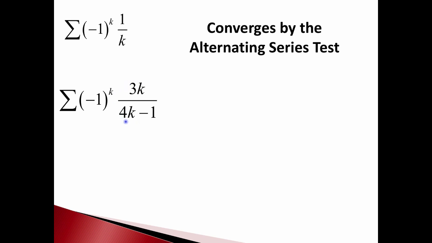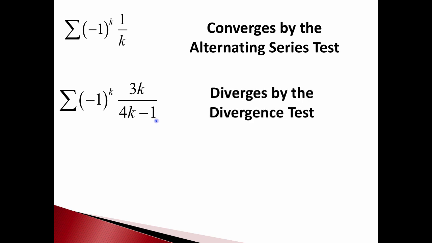So because this sequence doesn't go to 0, it's actually the divergence test that'll tell us this guy diverges, right? Because we always know from the divergence test, if the sequence I'm adding up doesn't go to 0, there's no way that the series can converge.